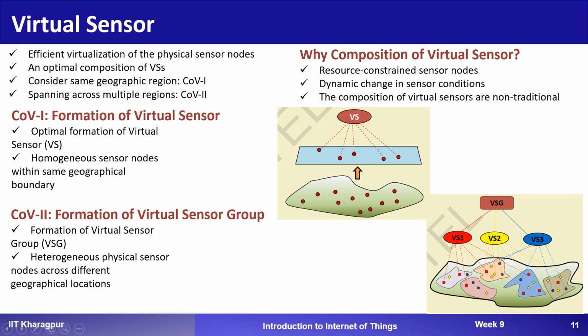The third one is to consider the same geographic region. Sometimes when you are creating a virtual sensor, you are going to consider the same geographical region. However, in some cases you are going to deploy your sensors over multiple regions.